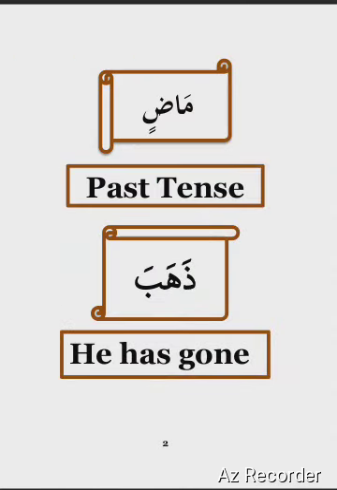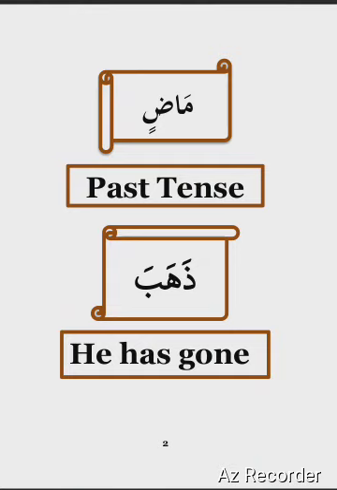Madin, past tense. Madin, past participle. This is a form of verb in Arabic that we can use to talk about an action or to describe an action that was completed in the past. So, ذهب means he has gone or he went. ذهب has two meanings in English. ذهب can mean he has gone or he went.